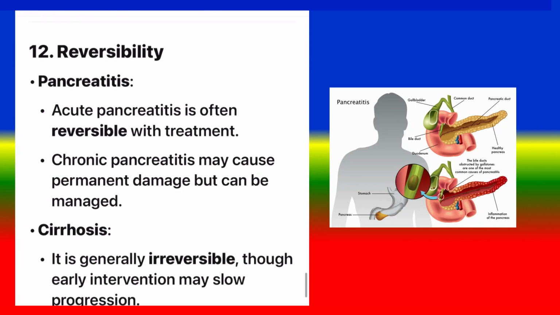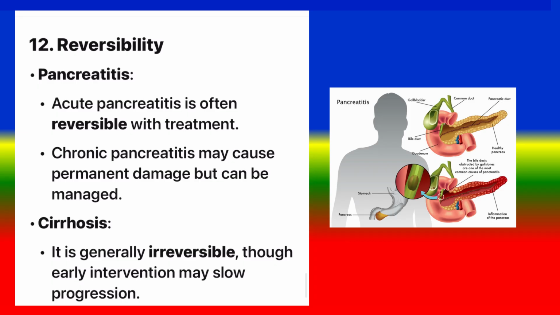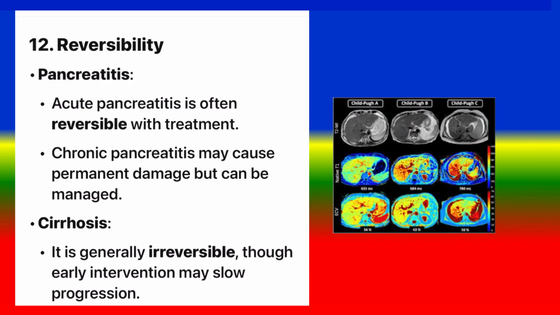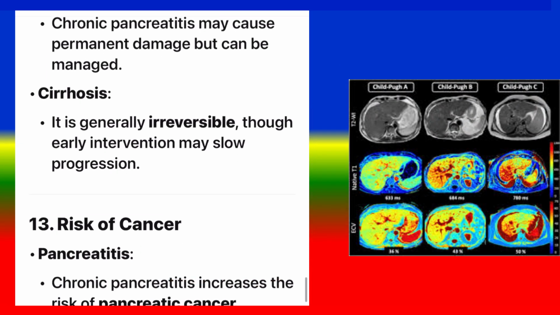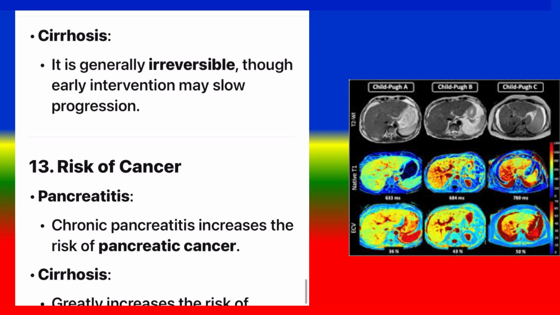12. Reversibility. Pancreatitis. Acute pancreatitis is often reversible with treatment. Chronic pancreatitis may cause permanent damage but can be managed. Cirrhosis. It is generally irreversible, though early intervention may slow progression.